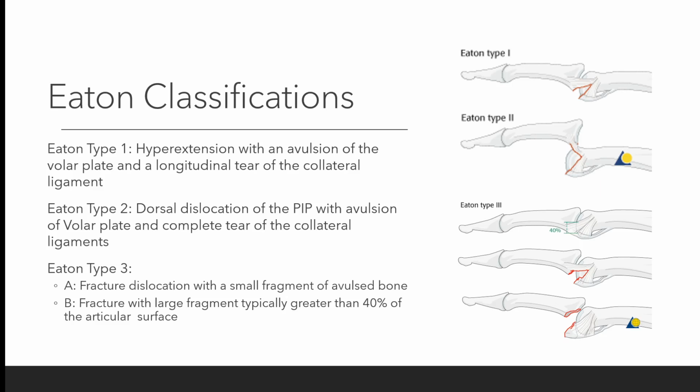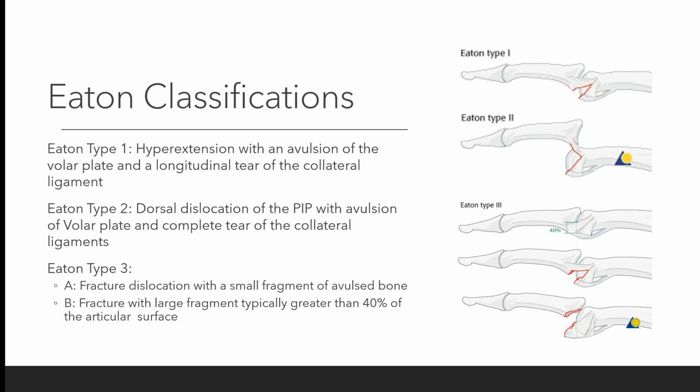There's many different classification settings that people use for avulsion fractures, but the best one I've seen so far is the Eaton classification. Eaton type 1 is hyperextension with the avulsion of the volar plate and a partial tear of the collateral ligament, which is under the volar plate. Type 2 would be a dorsal dislocation with avulsion of the volar plate and a complete tear of the collateral ligament. And then Eaton type 3 is divided up into A and B.